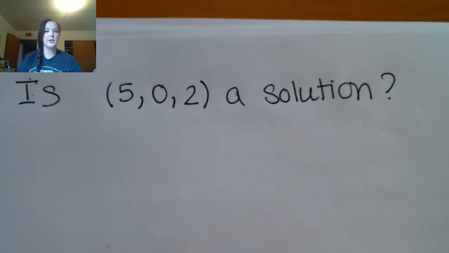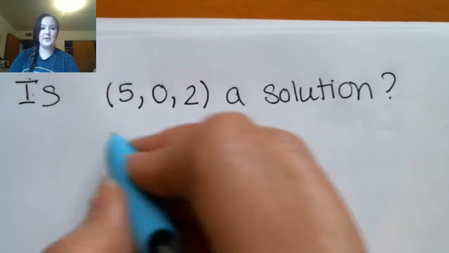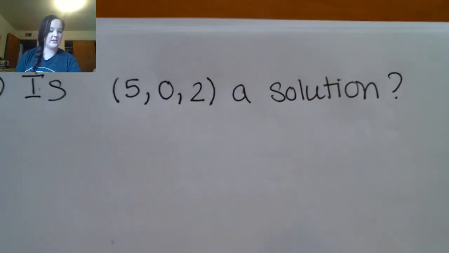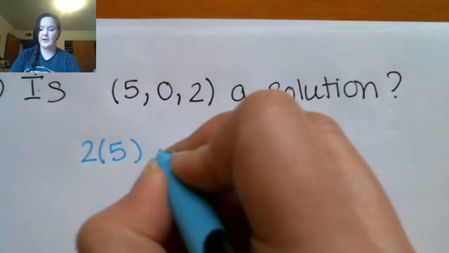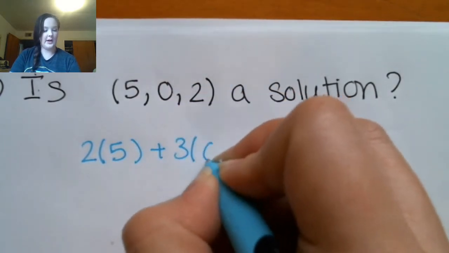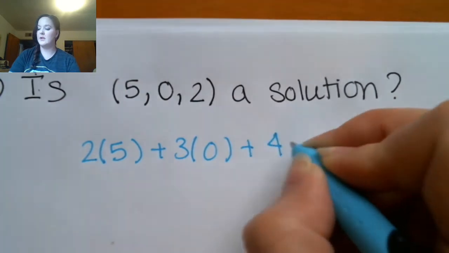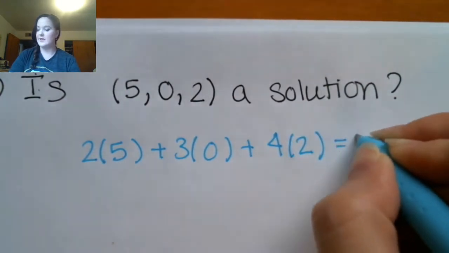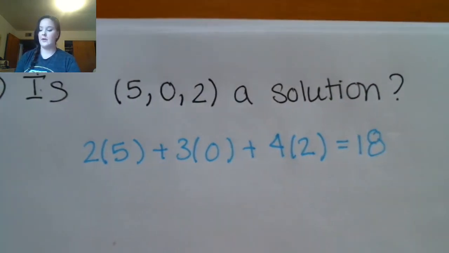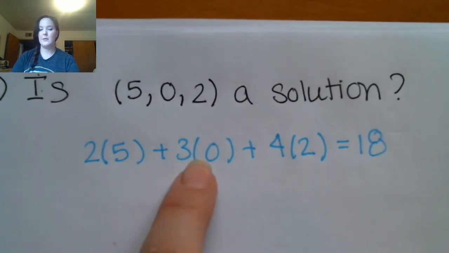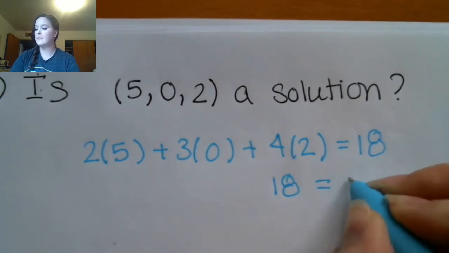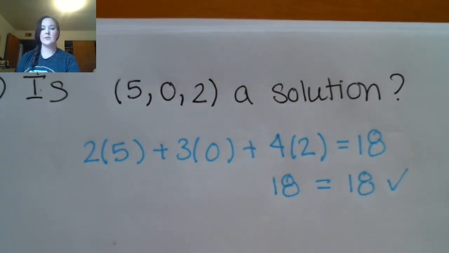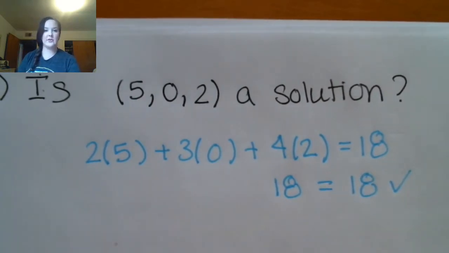So we're going to use the same method of plugging in this point to the different equations. We're going to start with the first equation, which is 2x plus 3y plus 4z equals 18. So 2 times 5 is 10, plus 0 plus 8, that is 18. So it's certainly a solution for that first equation.